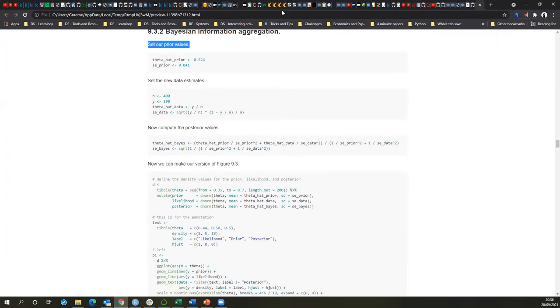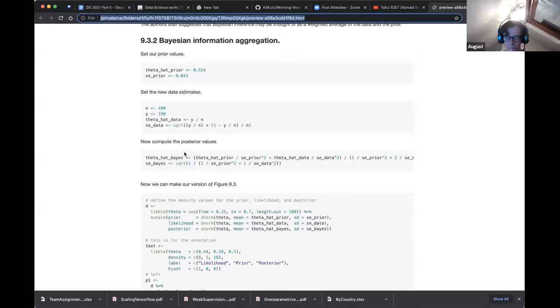So Bayesian information aggregate, okay, so here we go. Let's see if my screen sharing works. Ta-da, sorry. Share screen. Where is it? I'll just do the whole Bing or Google Chrome. Okay. Do people see? Yeah, that's it.